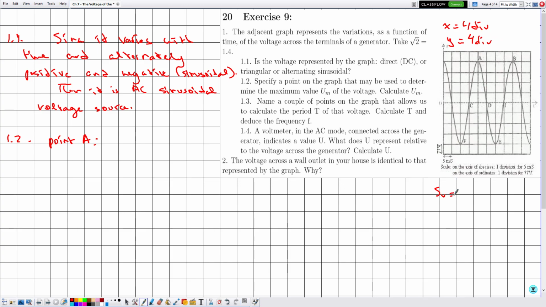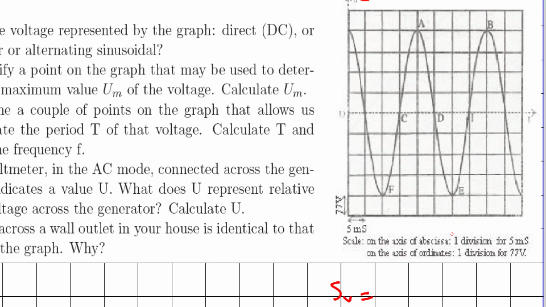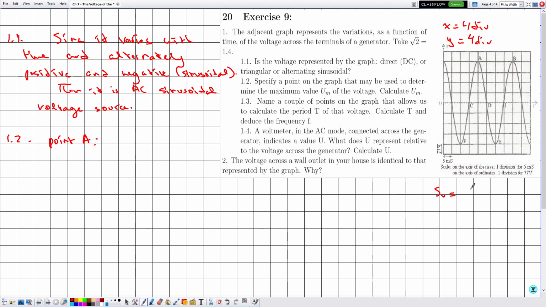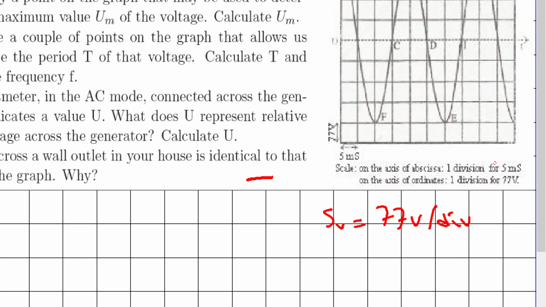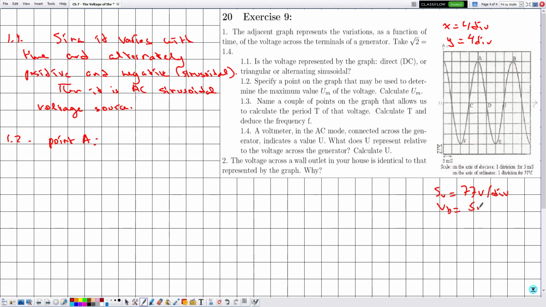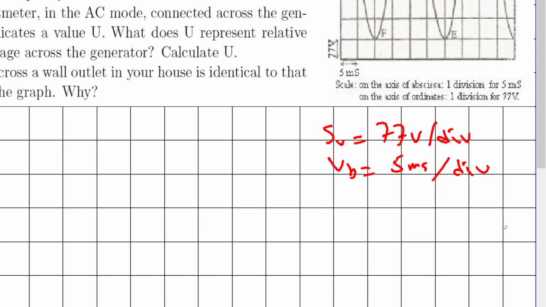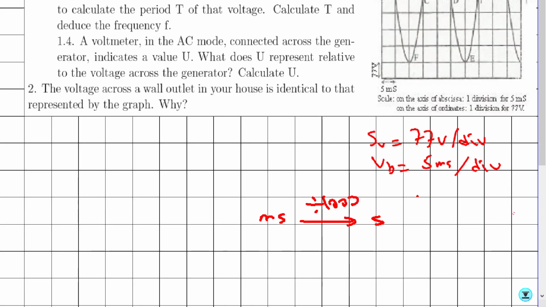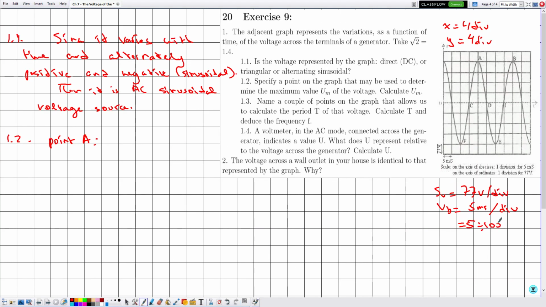Now as for the vertical scale, which is the scale along the y-axis, notice that it is indicated here, which corresponds for each one division to 77 volts, then 77 volts per division. As for the horizontal scale, they are telling us 5 milliseconds for each one division. Now, knowing that milliseconds is not the SI unit of time, in order to convert from milliseconds to seconds, we divide by 1000. So this is equal to 5 divided by 1000, which is equal to 0.005 seconds per division. So this is the horizontal sensitivity, and this is the vertical sensitivity.